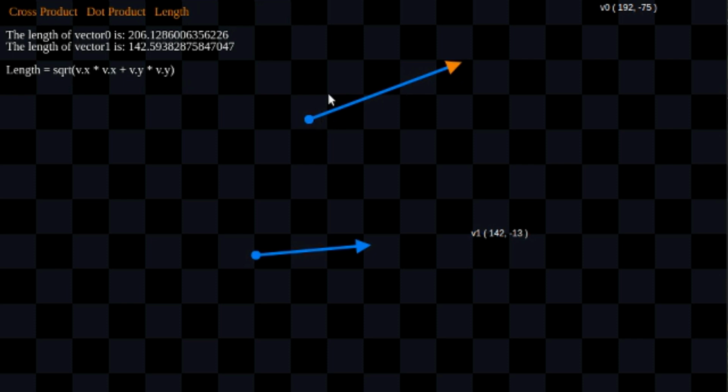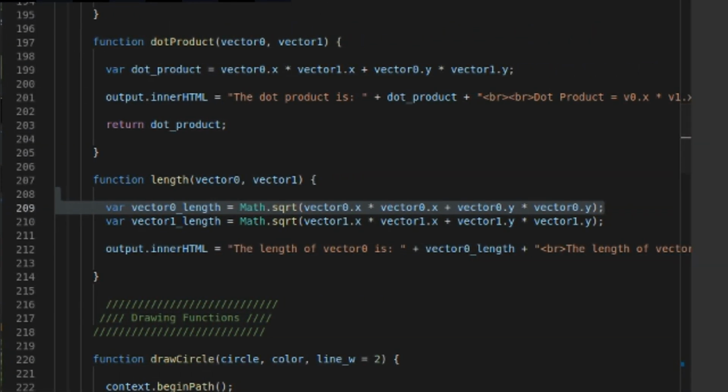So there you go. You can use this equation to calculate the length of a vector. You could also use it to calculate the length between two arbitrary points by creating a vector from them and then running this equation on that vector. Let me go ahead and show you the source code that I use here. It's basically the same equation. There's literally nothing to it.